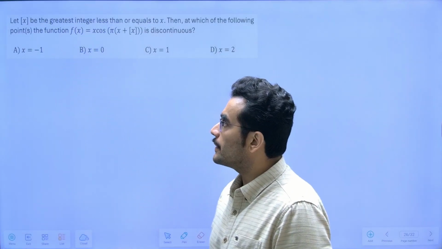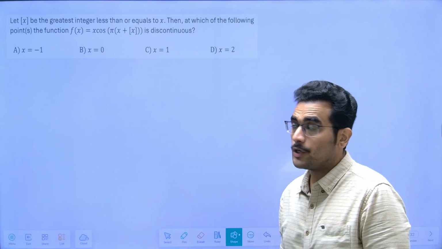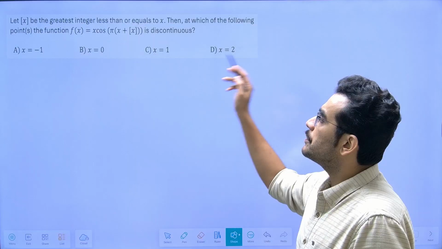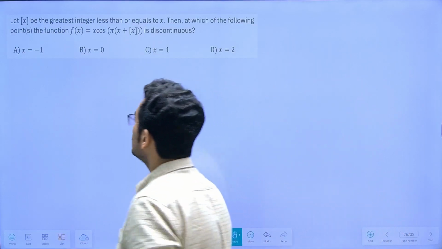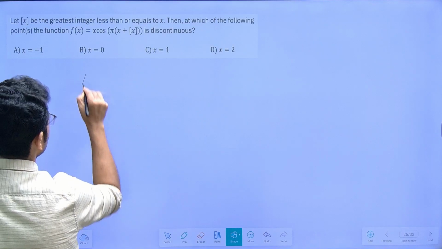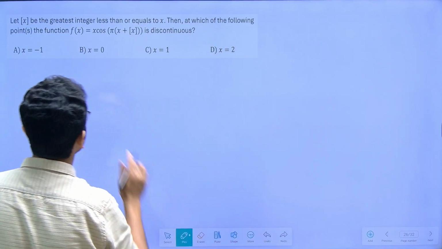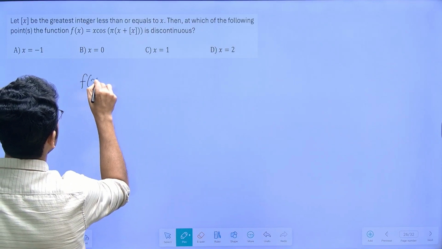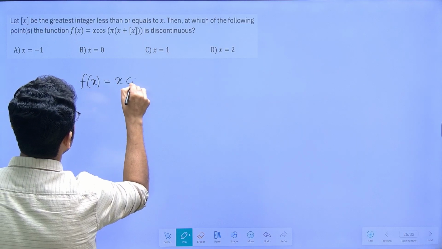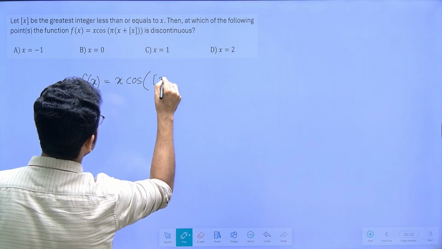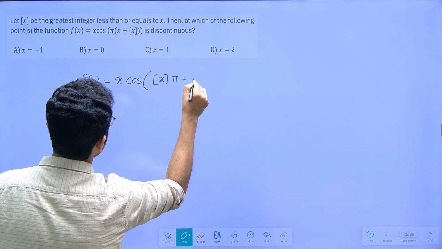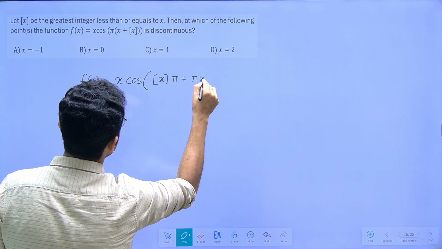Let [x] be the greatest integer less than or equal to x. Then at which of the following points is the function f(x) discontinuous? So what is the function? If you write it down, the function is f(x) equal to x cos([x]π + πx).